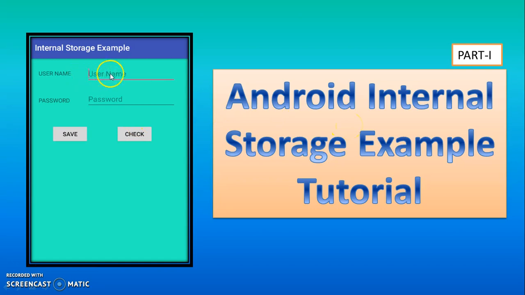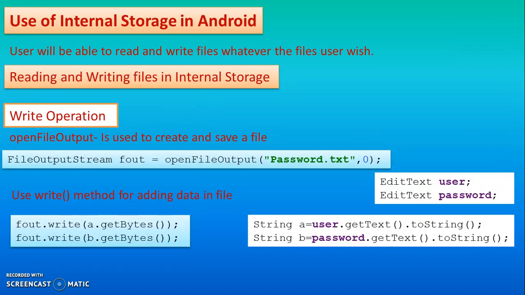Here user will enter user ID and password, click on save. So data will be stored in the file. So here we are using text file. In the shared preference there is a use of XML file. If the user clicks on check button, new page will open and you can read the information. Now we will see the use of internal storage.